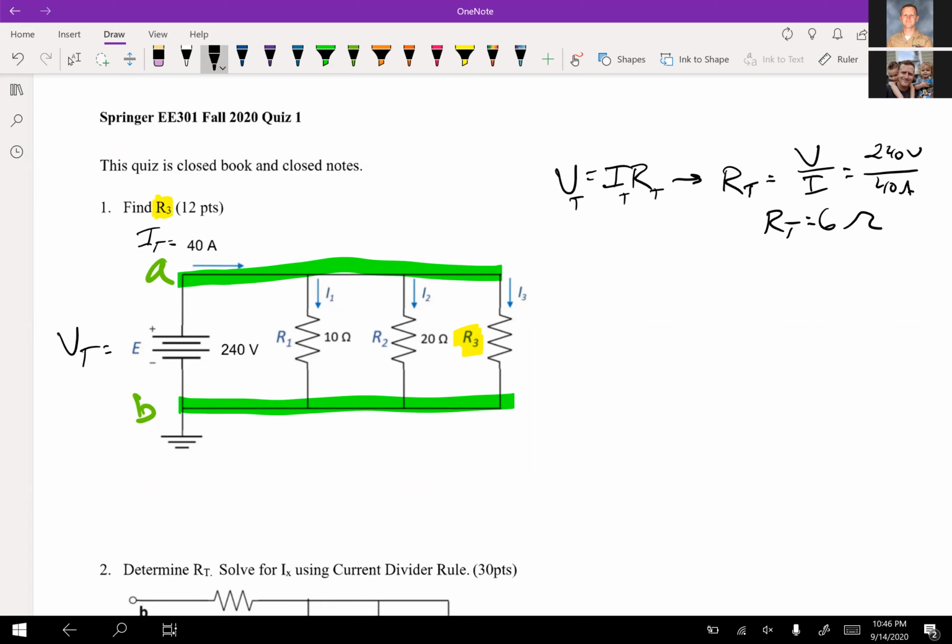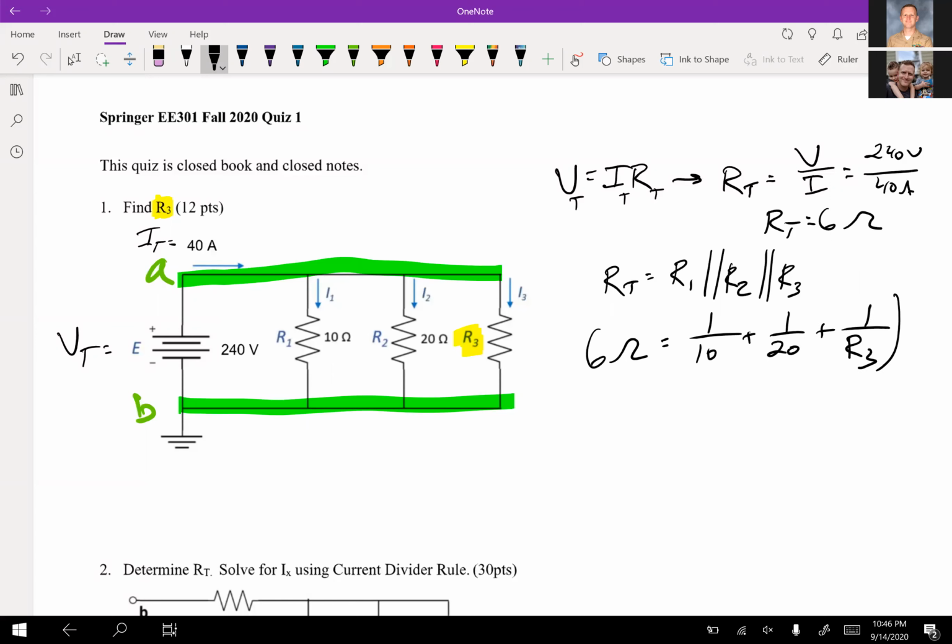One way to solve this is to put our total, see that they're all in parallel, R1 parallel with R2, parallel with R3. Plug all that in. 6 ohms is equal to (1/10 + 1/20 + 1/R3) to the negative 1. You can use a solver or do the algebra. Either way, R3 will come out to 60 ohms here.